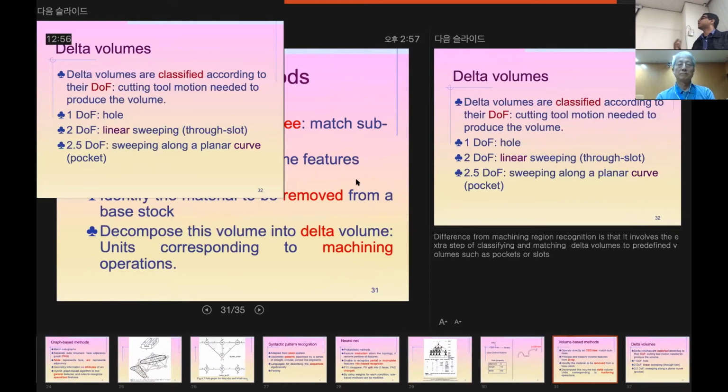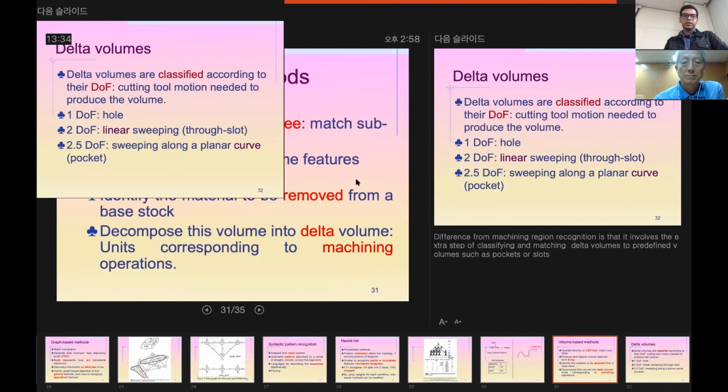After boundary-based methods, the second type of predefined feature recognition is the volume-based method, which is sort of similar to the machining region recognition in that it removes volumes. However, the difference from the machining recognition is that it involves an extra step of classifying and matching the delta volumes, predefined volumes such as pockets or slots. So it produces and classifies the volume features from CSG or boundary representation, and it identifies the material to be removed from a stock part.